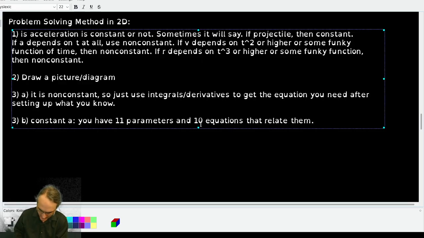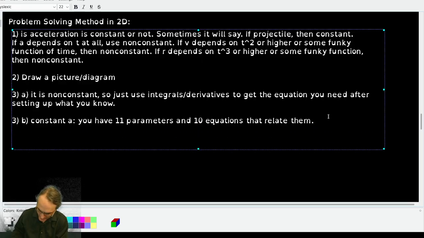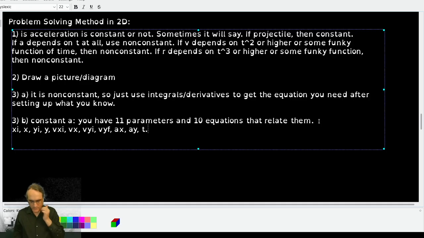And let me list out those parameters for you. I've already listed out the equations, so you'll want to refer back to the constant acceleration case. There is basically x initial, x final, y initial, y final, vx initial, vx final, vy initial, vy final, ax, ay, and time. Time is the common thread that runs through the whole thing.